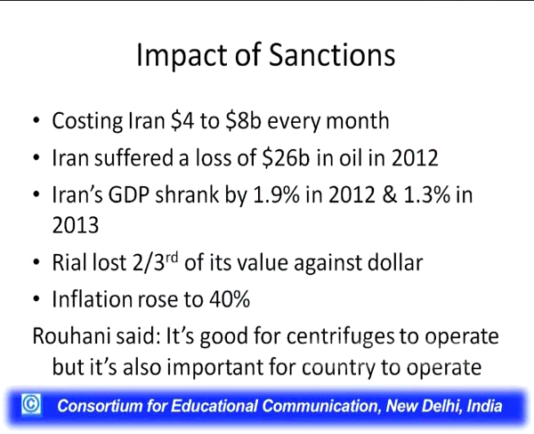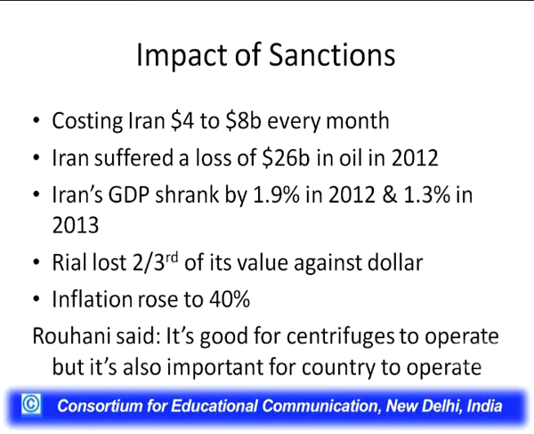It was very high in terms of economic impact, and it is believed that every month the sanctions cost Iran nearly $4 to $8 billion. So that was a huge cost that Iran had to face, and Iran suffered a loss of nearly $26 billion just because of the restrictions on oil export in just one year, 2012. Iran's GDP shrank by 1.9% in 2012 and 1.3% in 2013. So that is a huge impact that Iran had because of the sanctions.